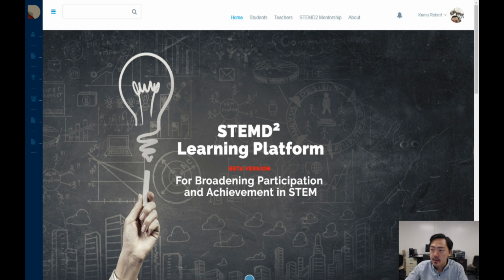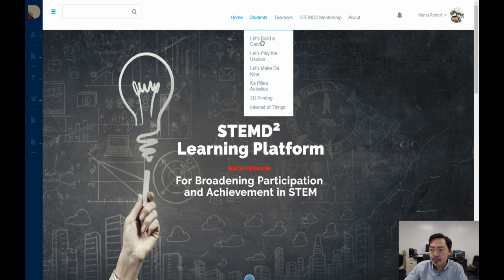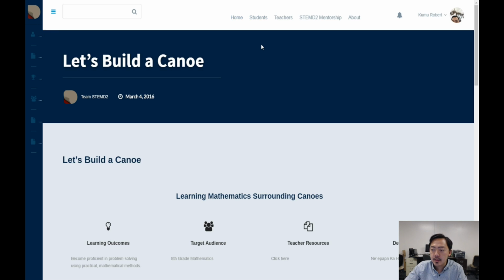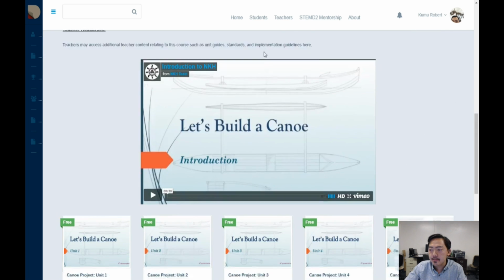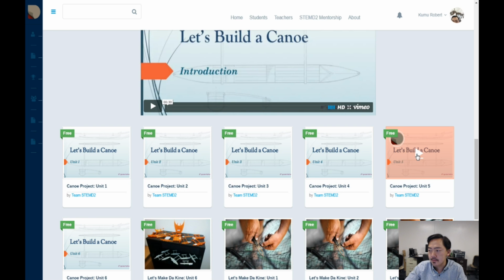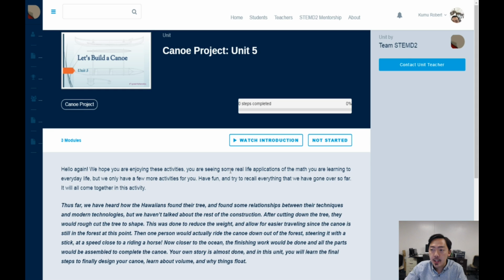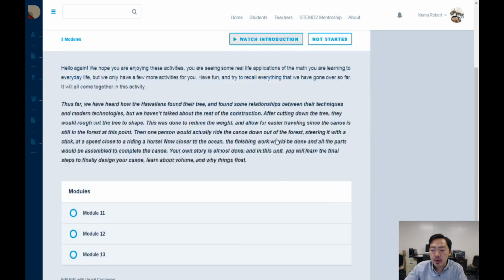To begin, let's go onto our website, www.stemd2.com, and after you've logged in, let's go on to Students, and let's build a canoe. Module 11 is in Unit 5 of the Go Math book, so let's go down to Unit 5. Here we can read a story related to Unit 5, or we can go over here and watch an accompanying video. Whenever you're ready, let's go down to Module 11.